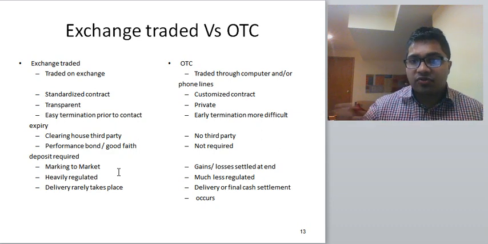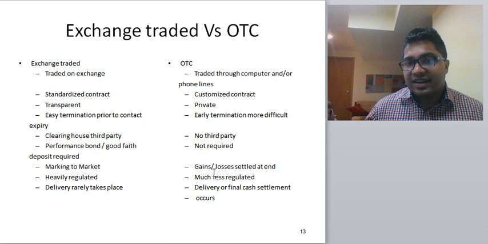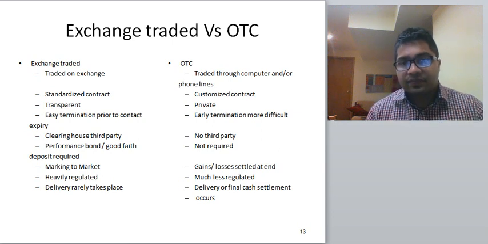Marking to market. So profit and loss are adjusted each day. Profit and loss are settled at the end. These are extremely heavily regulated. There is not much regulation in OTCs.